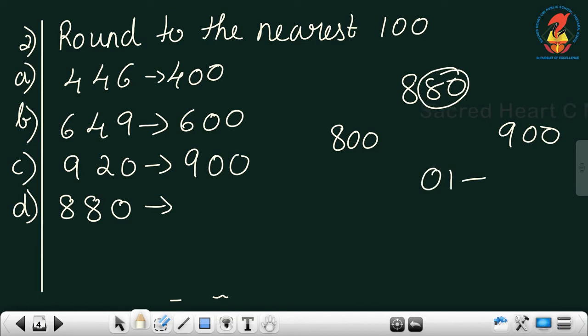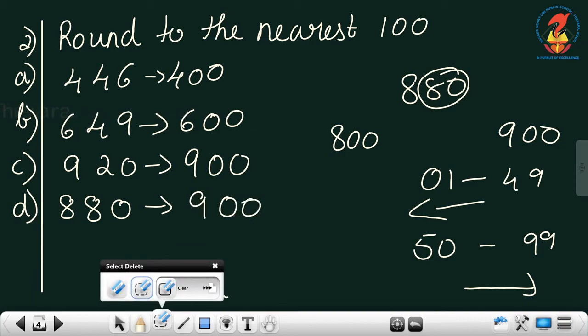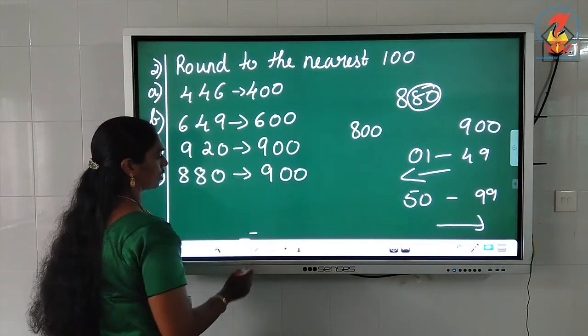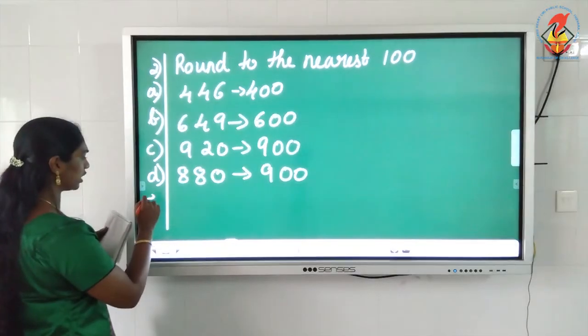As I told you, 0, 1 to 49 goes to the first 100. 50 to 99 goes to the next 100. So where is 80 coming? 80 is coming in the second section. So 880 is rounded to 900. Okay children, clear? So you do 4 questions for homework.